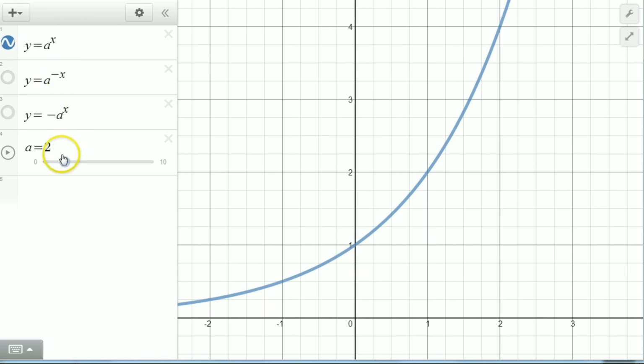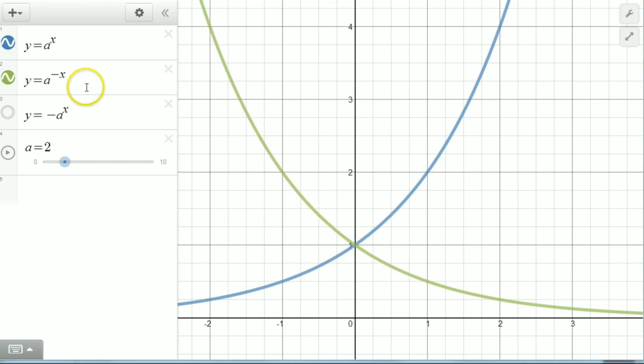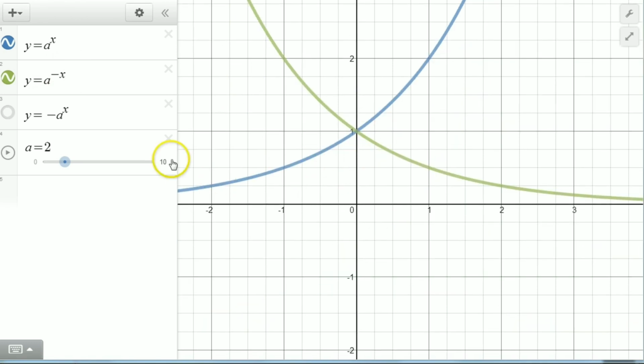Let's see what happens if we have negative x rather than x. So let's just turn this graph on. Here we have the graph of y equals a to the minus x. It is a reflection in the y-axis. Every point here is a mirror image across to the other side of the y-axis, and this green line is being reflected in the y-axis, and this is the graph of y equals a to the minus x. Let's just move this graph up a little bit here.